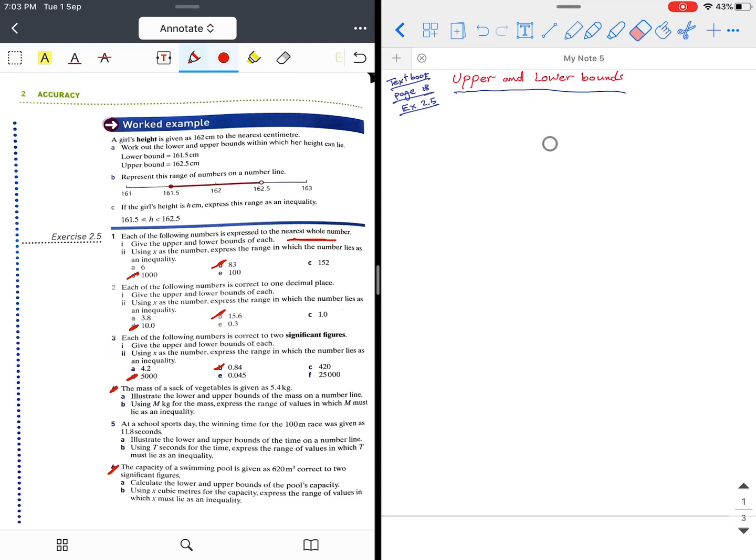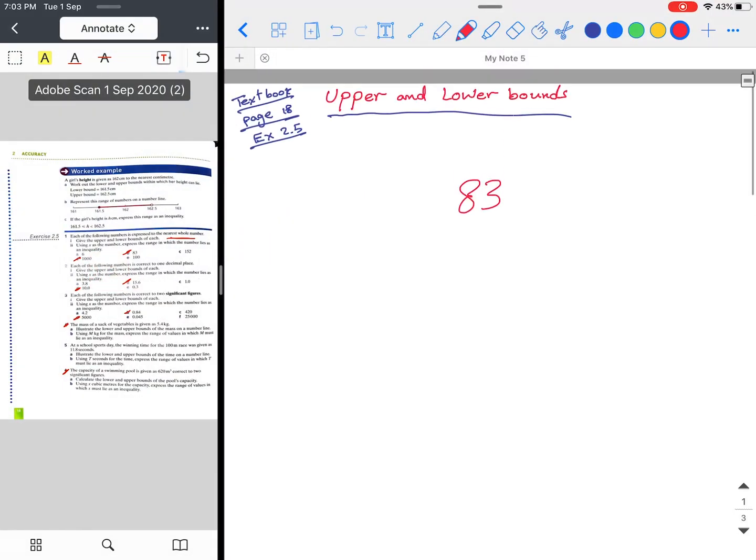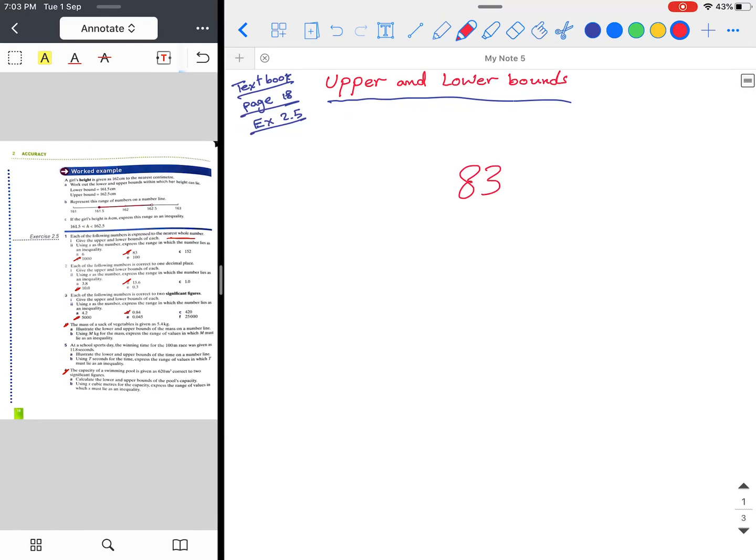For example, in letter B, the number is 83. This 83 is rounded to the nearest whole number, and whole number means to the nearest unit. The smallest unit value here is 1, so I will divide this 1 by 2, so it will be 0.5. I will subtract 0.5 and also add 0.5. When you subtract 0.5 you will get the lower bound, which is 82.5. When you add it you will get the upper bound, which is 83.5.